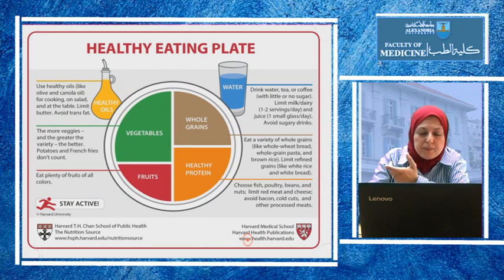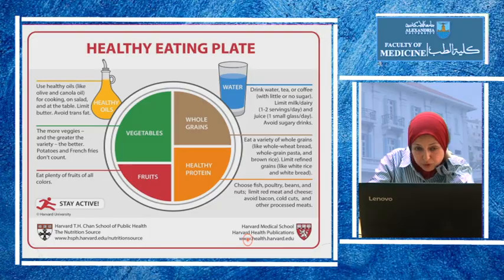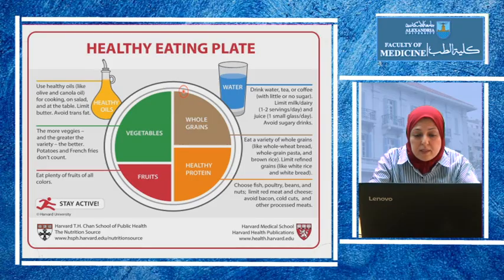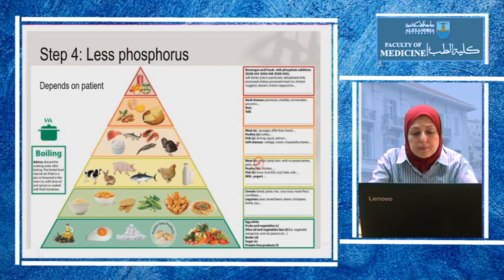Another option to easily prescribe to patients how to eat healthy is the healthy plate diet, which is that half the plate in each meal should be fruits and vegetables, and the other half should be 1/4 whole grains and 1/4 healthy proteins, to drink enough water and to use healthy oils.